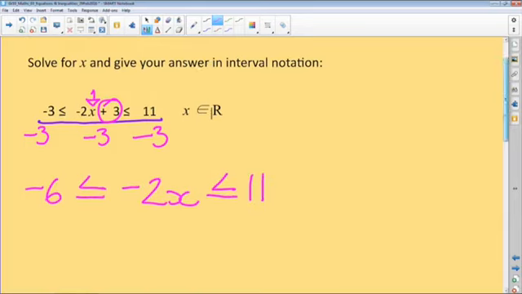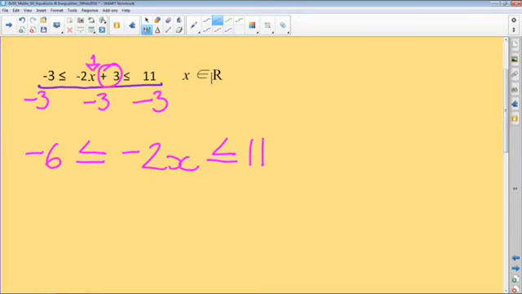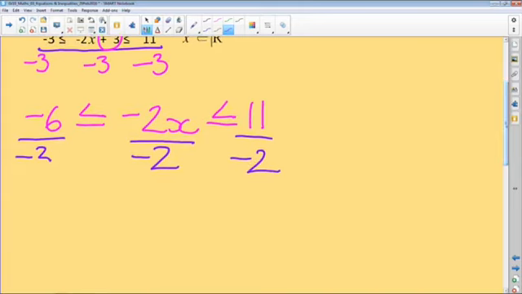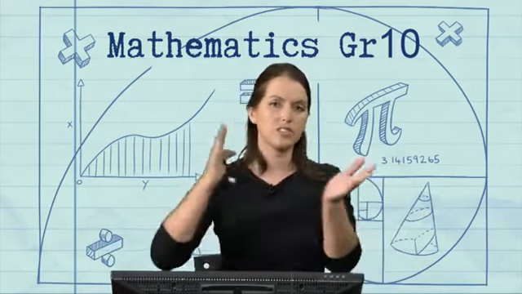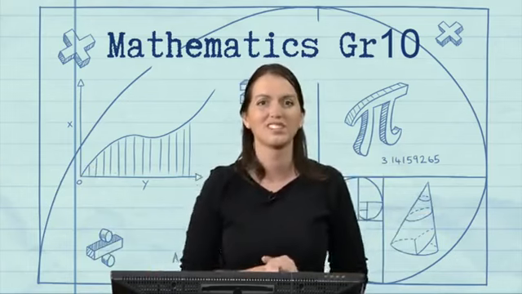Now, to get rid of that negative 2, we then need to divide all 3 parts by negative 2. And what did I say about dividing or multiplying by a negative number? It's going to change the direction of the sign. So negative 6 divided by negative 2 gives us positive 3, and the sign changes direction. And look, the sign changes direction over here, and we have negative 11 over 2. Now, generally, grade 10s, what I then do is rearrange it so the negative number comes first and it flows nicely, but we have run out of time.